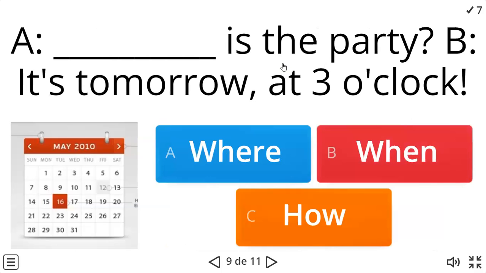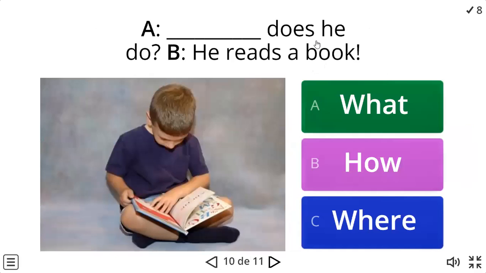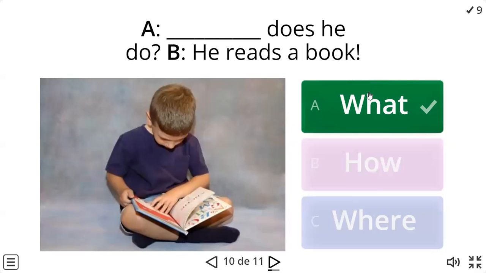Now, when is the party? It is tomorrow at 3 o'clock. What do you think, guys? When is the party? ¿Cuándo es la fiesta, right? Very nice. Now, what about this one? What does he do? He reads a book. Él lee un libro. What does he do? ¿Qué hace, right? Lee un libro. Nice. And the last one, guys.